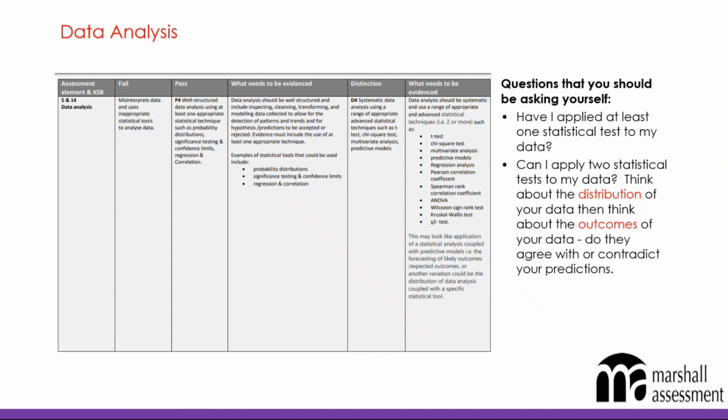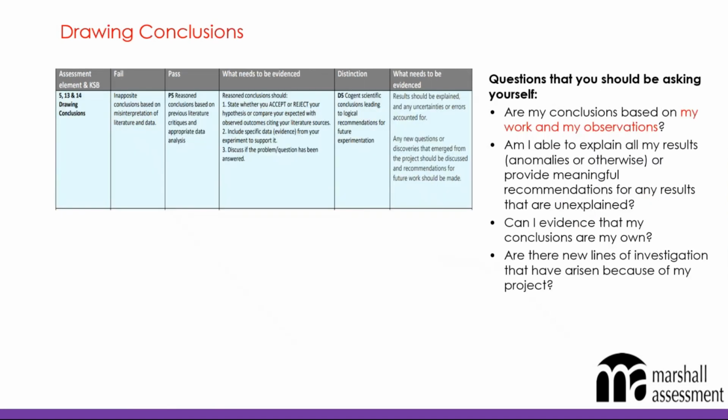So there's also one here for drawing conclusions. Again, link back to the knowledge, skills and behaviours. We've got fail criteria, pass and distinction criteria, what needs to be evidenced. So with drawing conclusions, are they based on my work and my observations, leading it back to the empirical data and drawing those links through your project? Am I able to explain my results and anomalies?